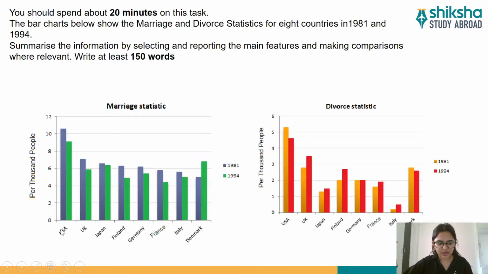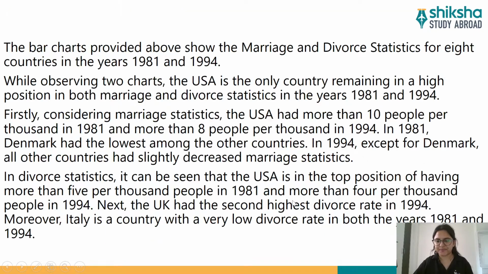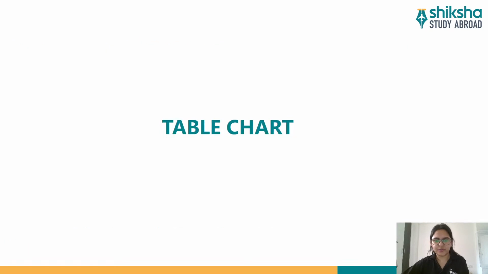So let's see. USA, yes, it is the highest. And here also in this diagram, orange and red, USA has the highest divorce rate. So the maximum number of marriages or weddings which take place are in USA, and the maximum number of divorces happening is also in USA. So this is what is considered out of these two diagrams. So this is the highlighting point of these whole bar charts.